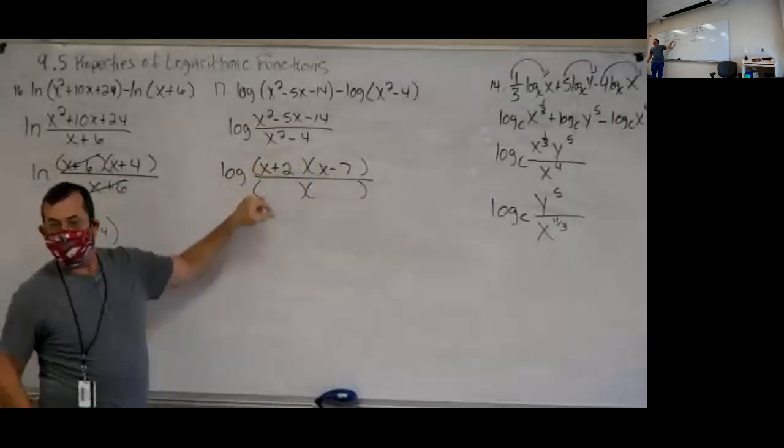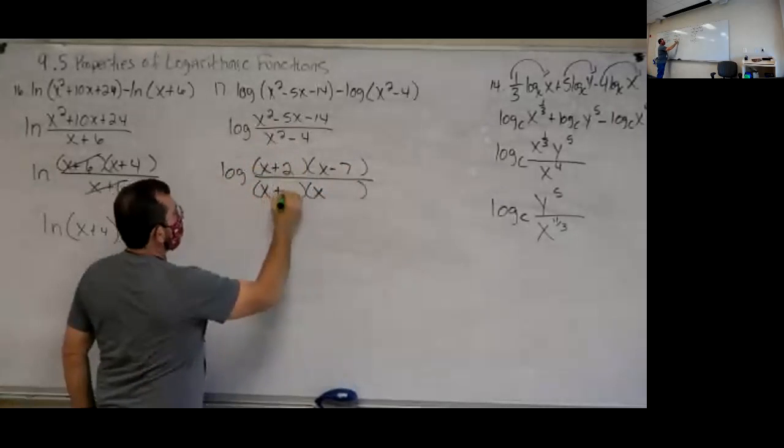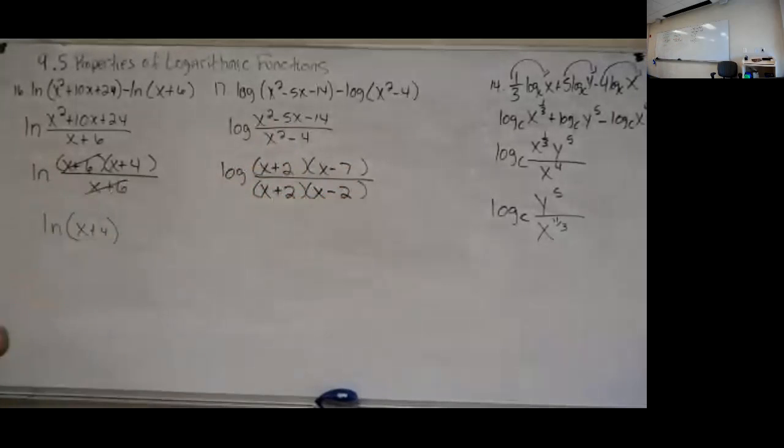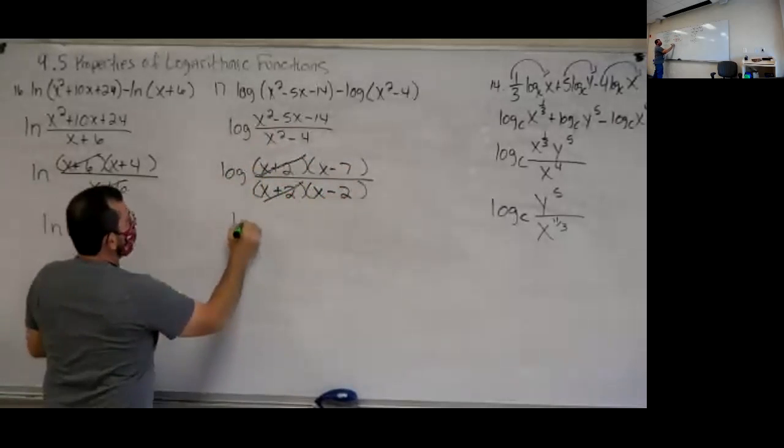X squared on the bottom is an x and an x, plus and minus 2. There you go. So that's the difference of perfect squares. But guess what? They cancel out. The x plus 2 cancel out.